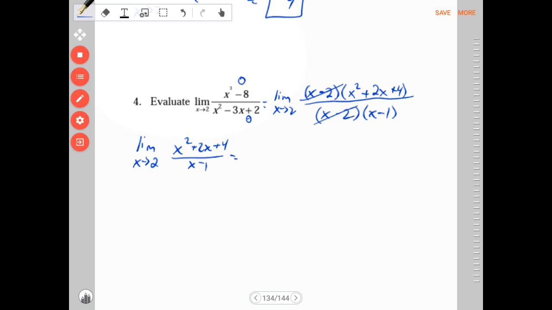So now we just put the 2 in, so 2 squared is 4, plus 2 times 2 is another 4. So 4 plus 4 plus 4 is 12 over 2 minus 1, which is 1. So of course that gives us a limit of 12. Wow, that's fast. Okay, so we factored the top using difference of cubes, factored the bottom using inspection, crossed off the x minus 2's, and we went from there.